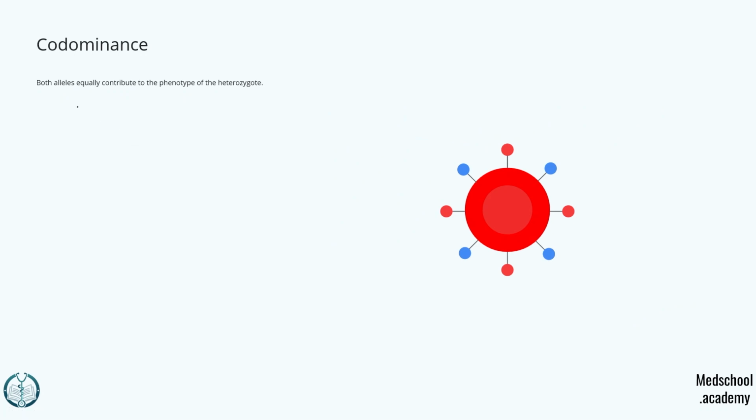Okay, moving on to codominance. So codominance is when both alleles equally contribute to the phenotype of the heterozygote. So let's go back to the blood type. Let's say from this side, on this one it's A, and on this one it's B. So codominance tells us that these will equally contribute. So on red blood cells, you're going to have antigens for both A and B.